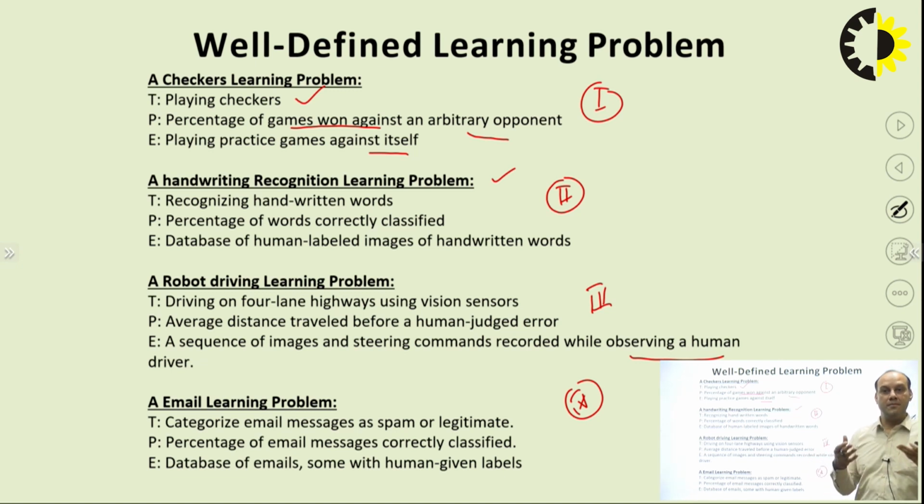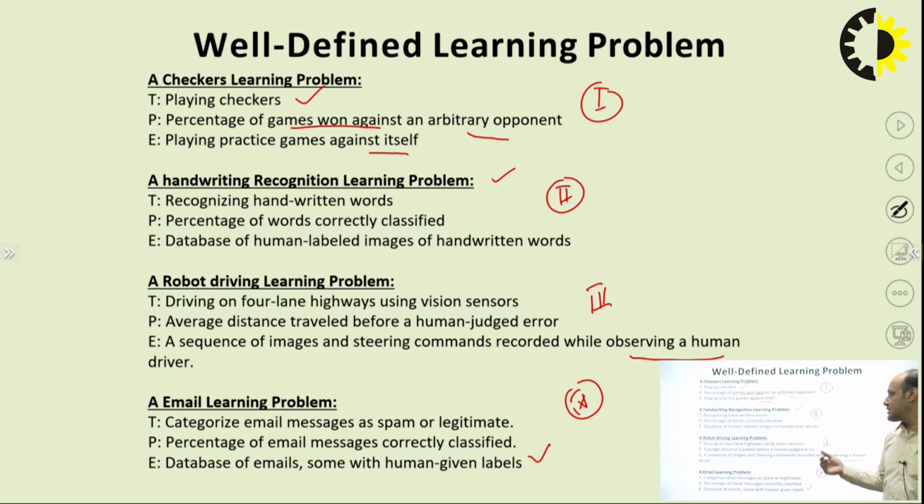Performance is that email messages were correctly classified as spam or not. We will just make the different labels. You have seen the different labels in your inbox: the proper mails will go to the inbox, spam will go separately, advertisement mails will go separately. So we are designing the system. Third is the experience. Experience is that we just make a database of emails with the labels we have decided.